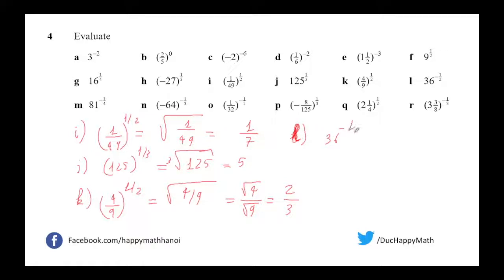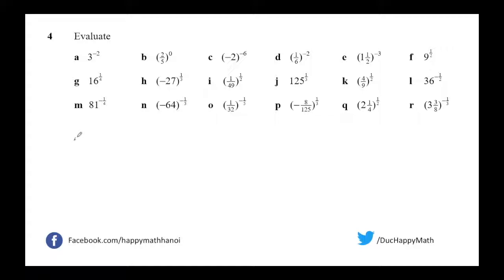36 to the power of minus 1 over 2. Wow. You have the minus number as the power number, so you will take 1 over 36 to the power of 1 over 2. That's step by step. So you have a rational power number. This means you take the square root of 36. So the final result you get is 1 over 6.